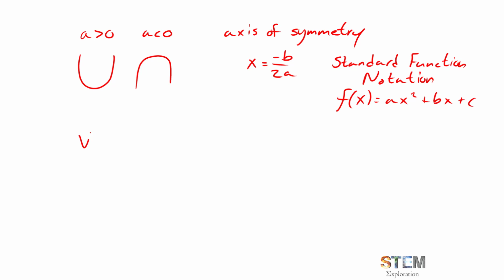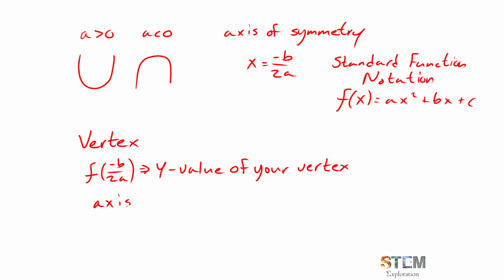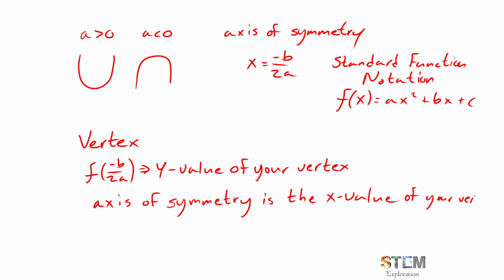And if you want to find the vertex for a given point, we'll just plug the axis of symmetry into the equation to find the y value of your vertex, and the axis of symmetry is the x value of your vertex.